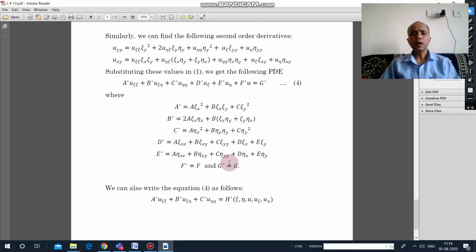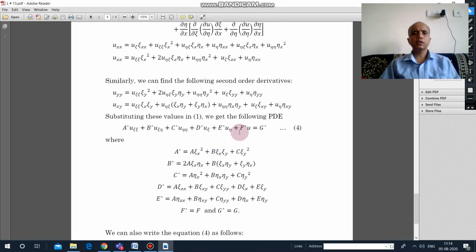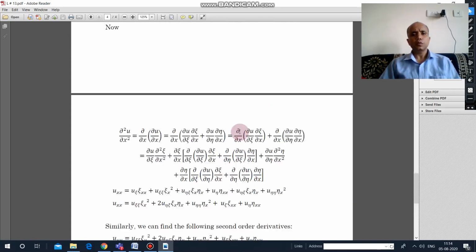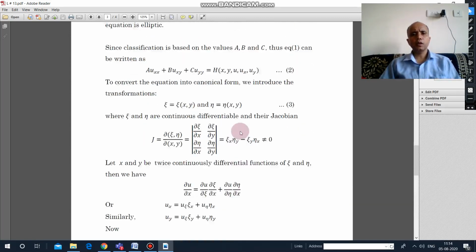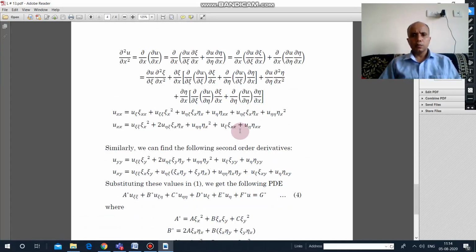Clear? Now further you can write this equation in the form a* u_ξξ plus b* u_ξη plus c* u_ηη equal to h*, which is a function of ξ, η, u_ξ and u_η. And this is the transformed equation in terms of ξ and η. Clear? So before moving to classification into different types, hyperbolic, parabolic and elliptic, you must know these calculations. Clear? So just do all these exercises in your copy and try to clear your concept. Once you clear your concept, then we can move forward.